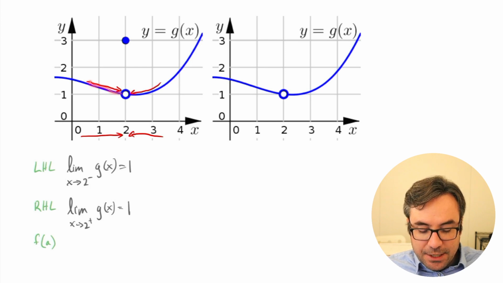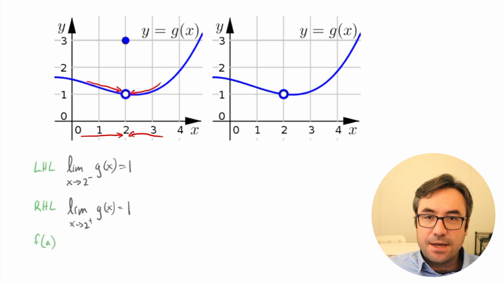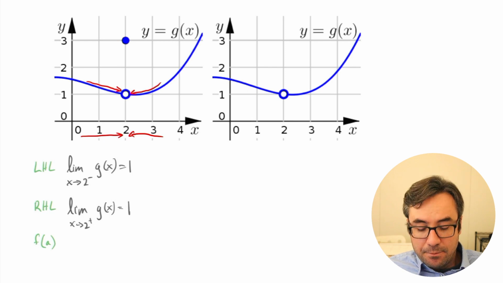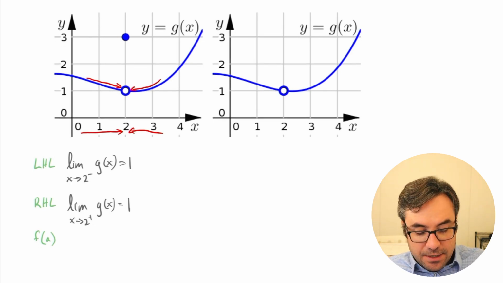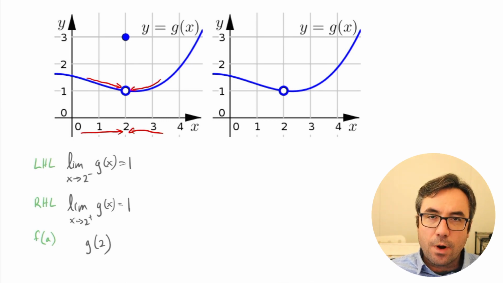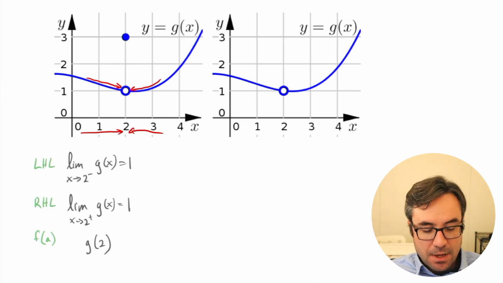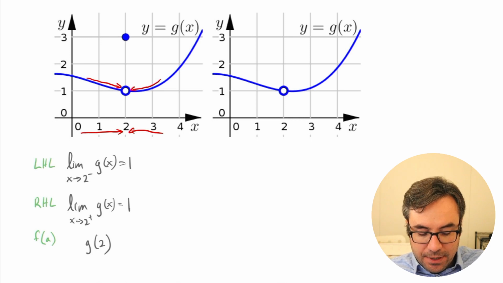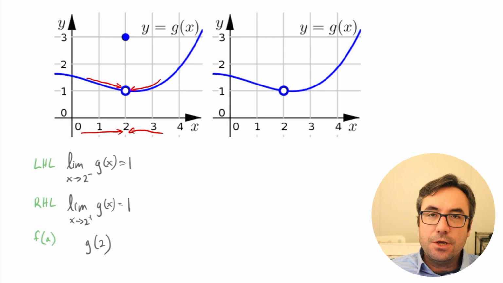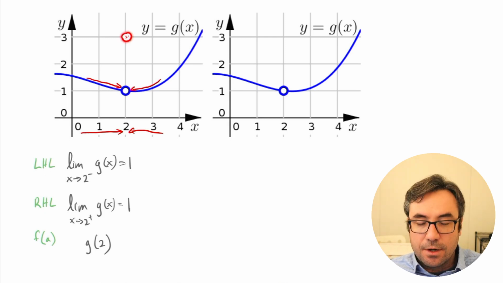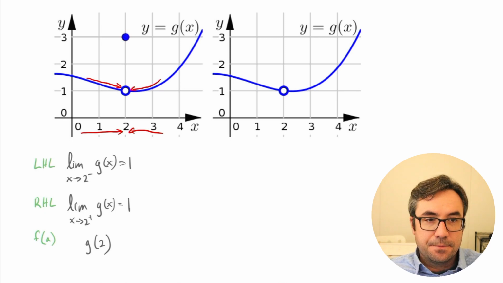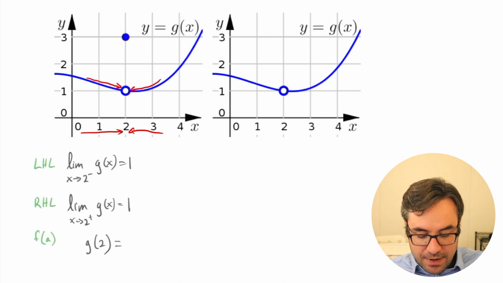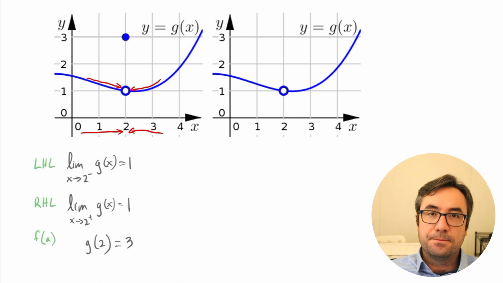The two sides match up nicely, the left side and the right side. But if we go to actually look at our function value, what's going on right at x equals 2, well, this is where we run into a problem, because if we look at x equals 2, this is not the point we're going to use. This is the point we're going to use, way up here. And the y value for this point is 3. So the function value at 2 is actually 3.